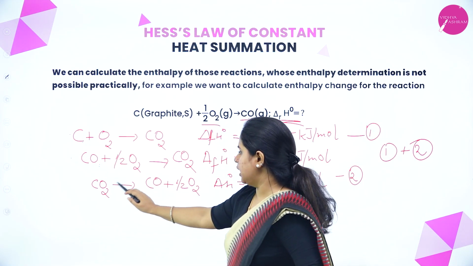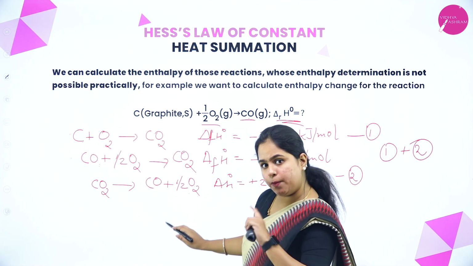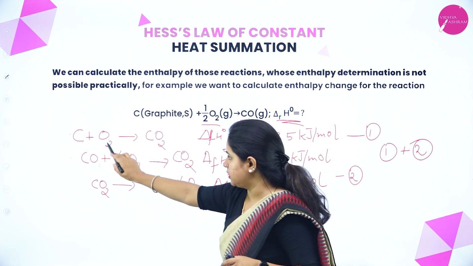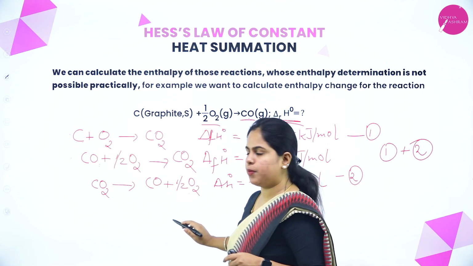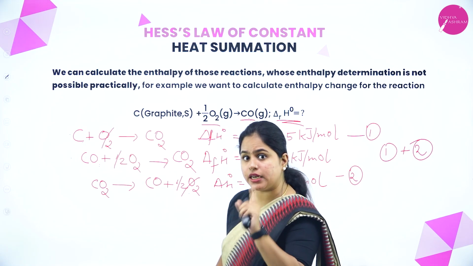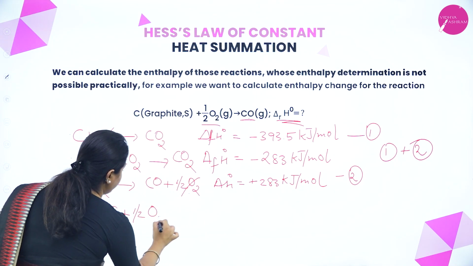Okay, is there any other carbon in this reaction? No. So one O2 is here, another half O2 is in the product side. So if I add, it means I am subtracting them from each other. One is in the reactant side and another is in the product side. So what happens? O2 and half O2. If I subtract, I'll get half O2, right? So I write in the reactant side carbon plus half O2.